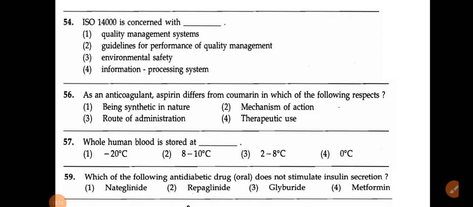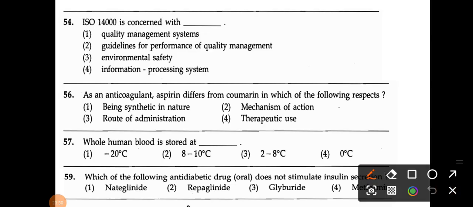Next, ISO 14000 is concerned with. There are different standards, like international standards, for different conditions they have given. The options are quality management system, guidelines for performance quality management, environmental safety and information processing system. So 14000 is related to your environmental safety. The next, as an anticoagulant, aspirin differs from coumarin in which of the following respects? Being synthetic in nature, mechanism of action, route of administration and therapeutic use. So being synthetic in nature, both are synthetic in nature.